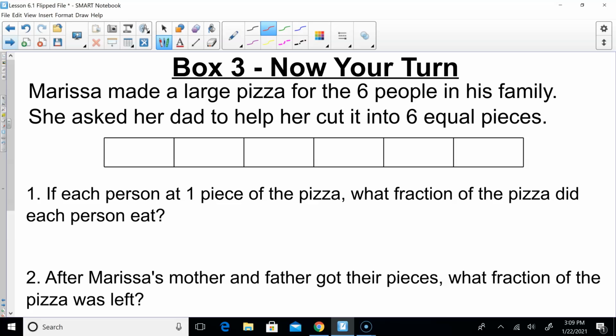And now you have Marissa made a large pizza for 6 people in her family. She asked her dad to help her cut it into 6 equal pieces. If each person ate 1 piece of the pizza, what fraction of pizza did each person eat? After Marissa's mother and father got their pieces, what fraction of the pizza was left? You can draw it, pause the video, and answer those questions.